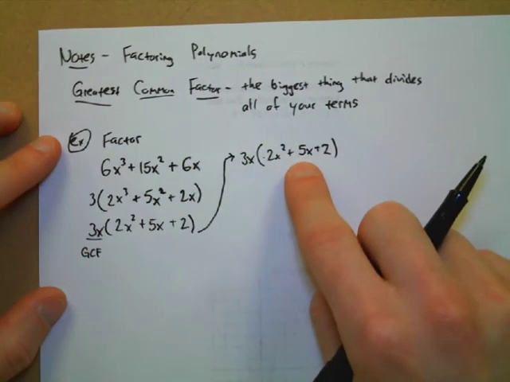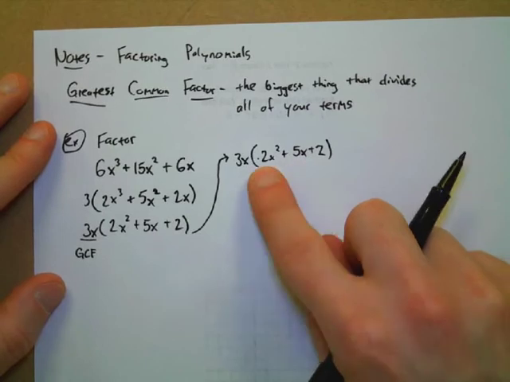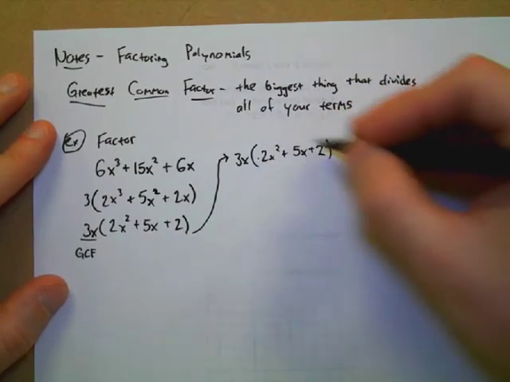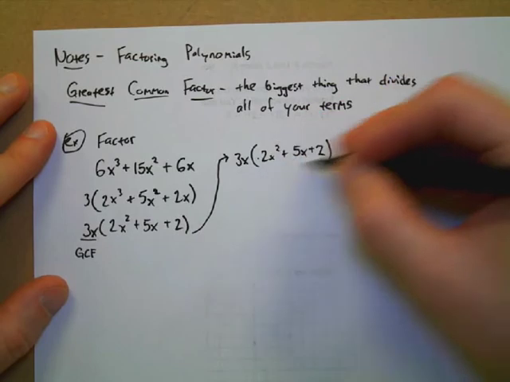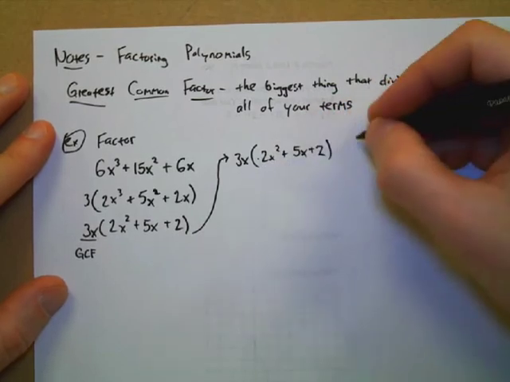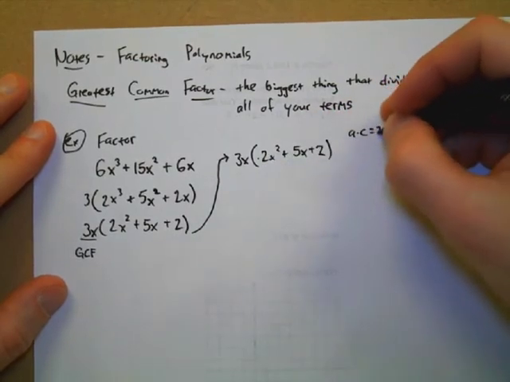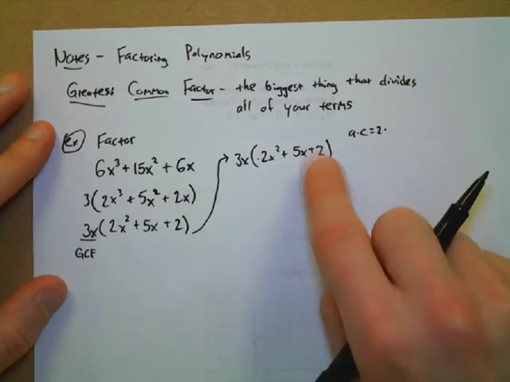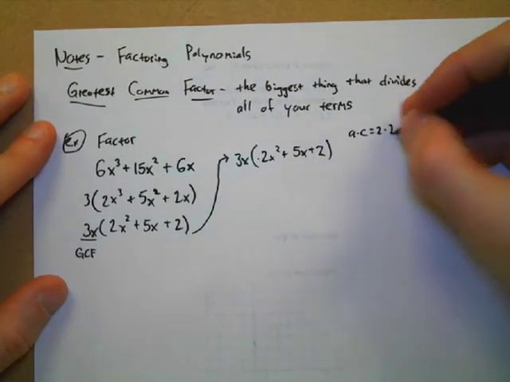And I'm going to show you guys that AC method again, just to refresh our memories. What is the A in our quadratic here? It's 2, that lead coefficient there. So it's A times C, so it's going to be 2 times, and what's our C term here? 2 as well, at the end. So 2 times 2 is 4.